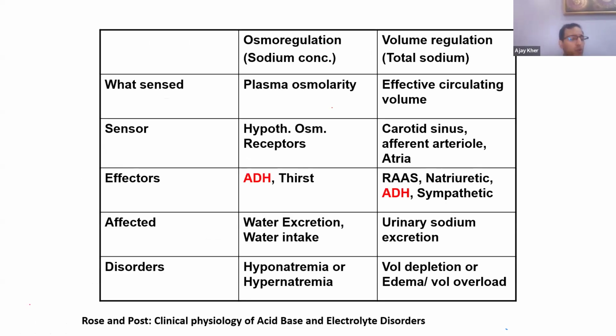So coming back to the key concept that I would hope that you guys take with you, osmolarity is sensed by the osmolarity receptors. ADH and thirst are the effectors, and they control by water excretion and water intake. And the disorders are hypo and hypernatremia. So if you have hypo or hypernatremia, think of too much water, too little water, and that this is a water problem.